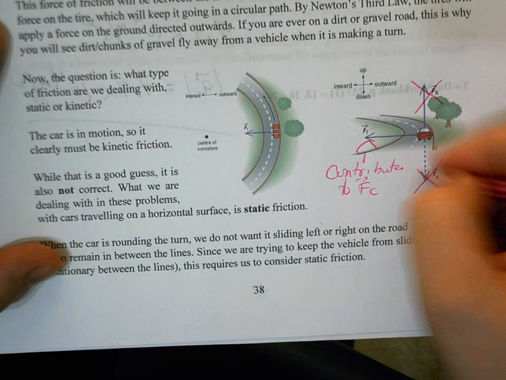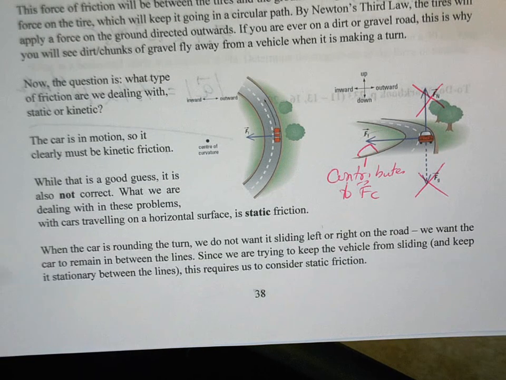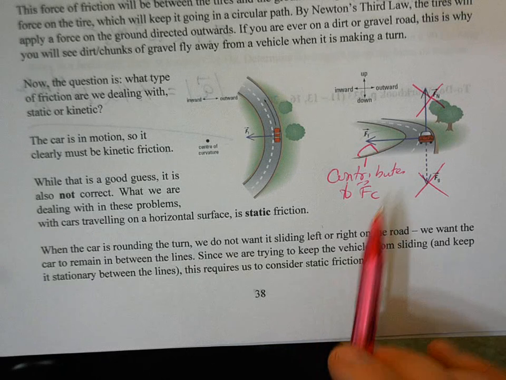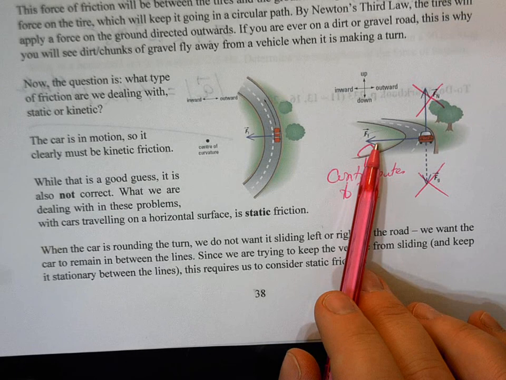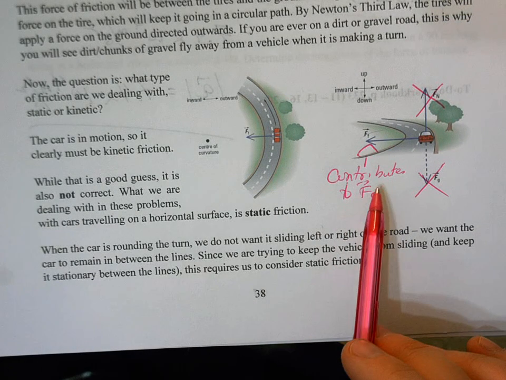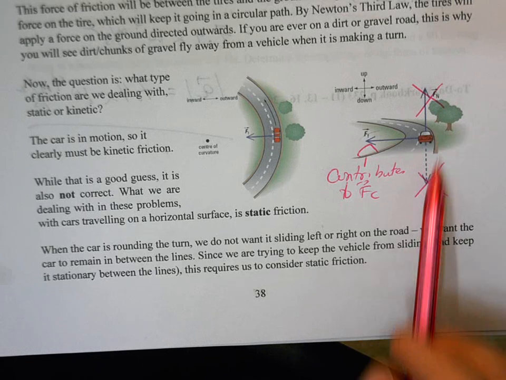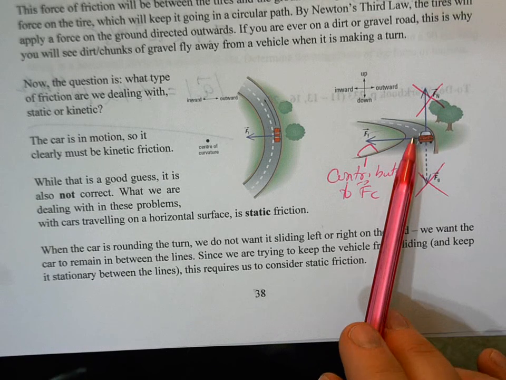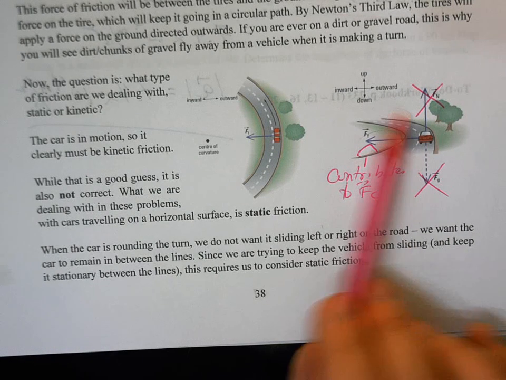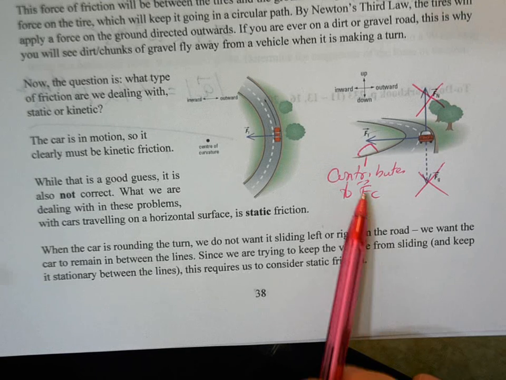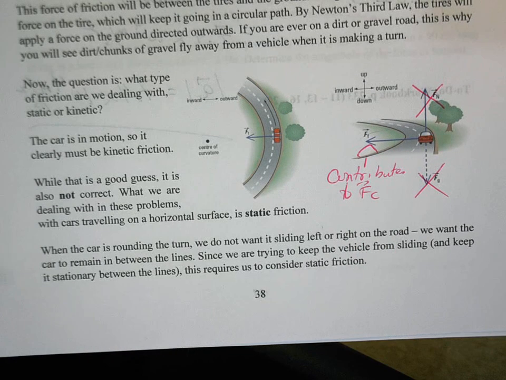The normal force and the force of gravity do not contribute to the centripetal force. So we shouldn't have Fn and Fg in our equation for centripetal force. In this case, the only force acting towards the center is Ff. Now, we may need Fn and Fg to determine Ff, but just to write our net force statement, the only force acting towards the center of the circle is our force of friction.